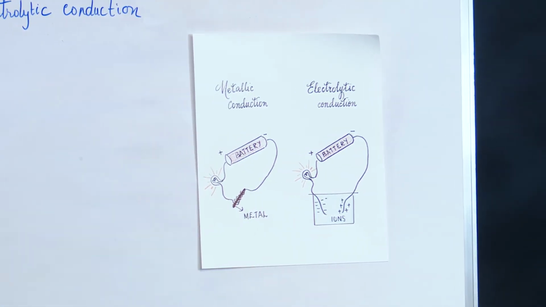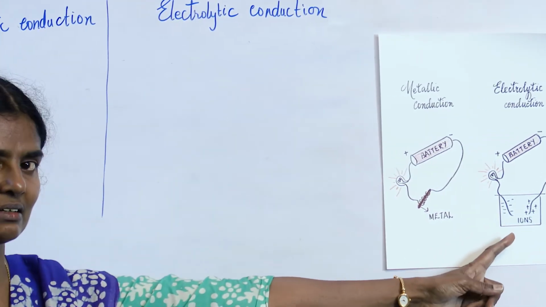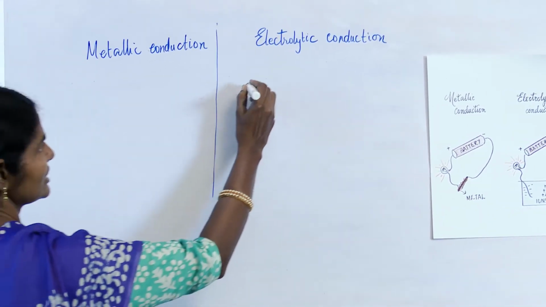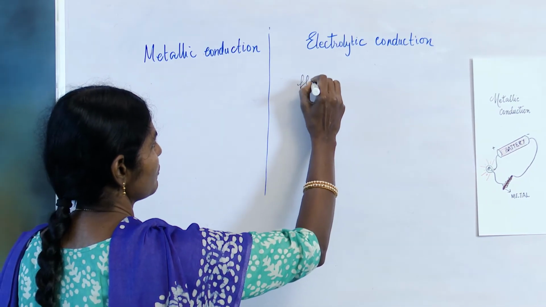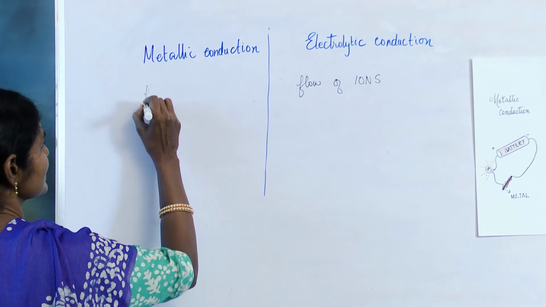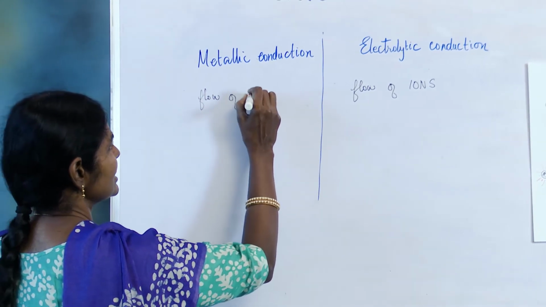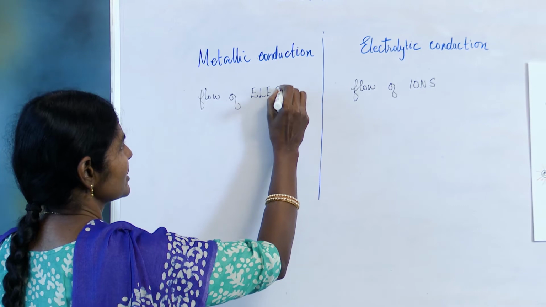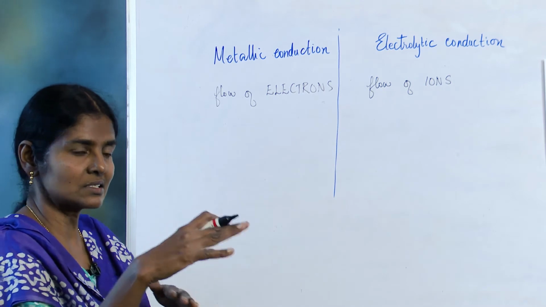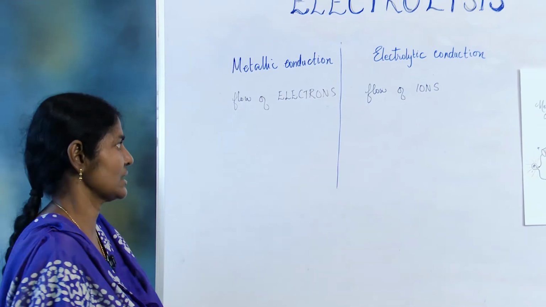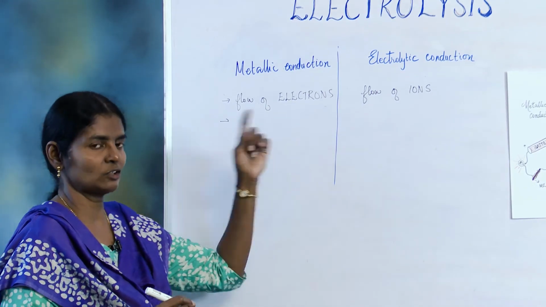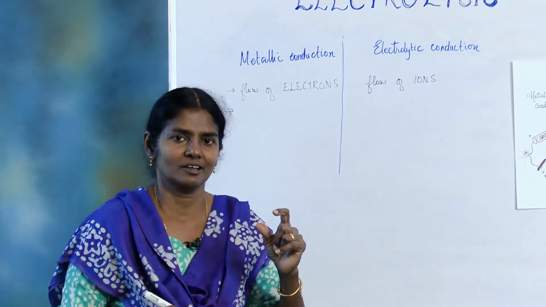Okay, coming to the key points here, as we see here, it has ions. So the electrolytic conduction happens by flow of ions, whereas in metallic conduction, it is flow of electrons. The free electrons will keep jumping like a wave-like motion, and that is how the conduction happens in the metallic conduction.